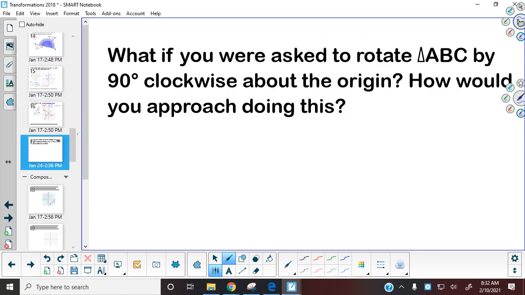Okay. Now notice this last bit. What if you were asked to rotate ABC by 90 degrees clockwise about the origin? How would you approach doing this? So what I want for you to do is take a minute and go back to that original example. I want you to rotate those points 90 degrees clockwise about the origin. Give me your new points, and also what, if any, pattern did you notice about your coordinates?